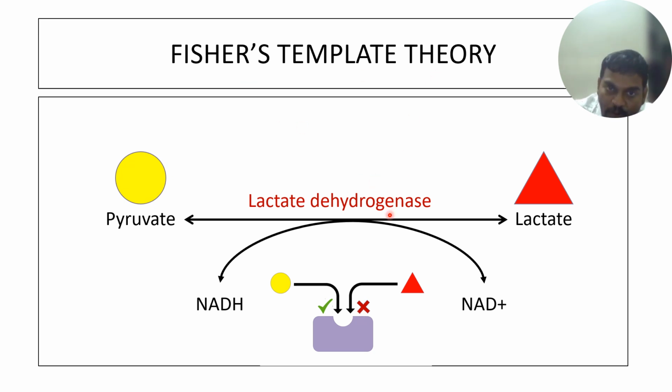But in reality, what is happening? Lactate also can get attached to the lactate dehydrogenase enzyme. It will get converted to form pyruvate. So the advantage of this theory is that it explains the specificity of the enzyme. But the disadvantage is, when you have a reversible reaction, this theory cannot explain how a substrate and product which are structurally different can get attached to the same active site. So this is the limitation of Fischer template theory.